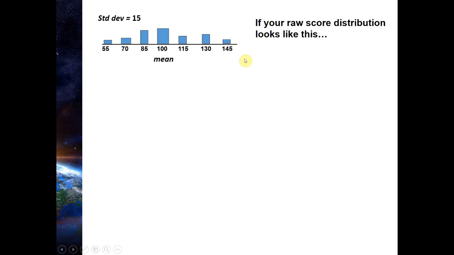Now, if we were to take everybody's raw score in the class and convert it to Z, so we're going to take everybody here who has a mean of 100, convert it to Z. Same thing. Everybody who has an IQ of 115, we're going to convert that to Z. Every single score in this class gets converted. What will the Z-score distribution look like? The suspense is killing you, right?